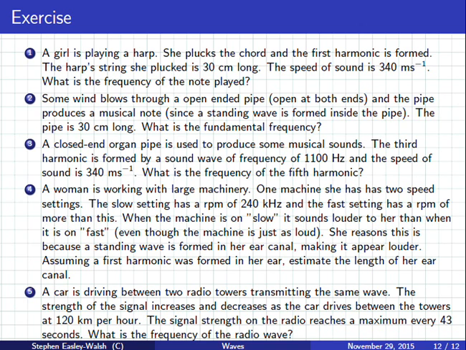I know, it's a little bit confusing. We'll do some examples now. Can I do a question? I think I have a question coming up.